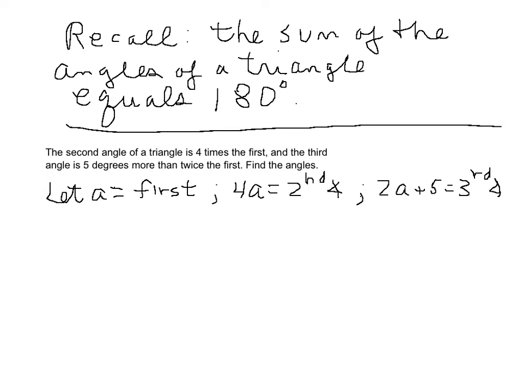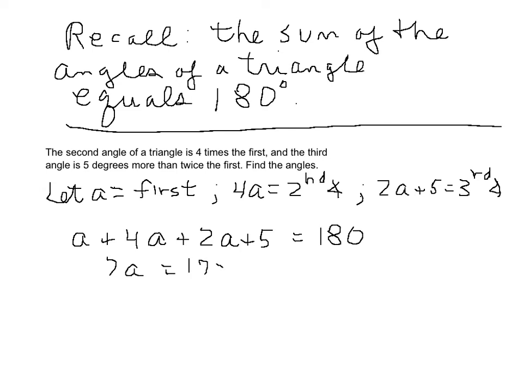And so now I have descriptions for each of these angles. And remember, what I know is they have to add up to 180. So the first angle plus the second angle plus the third angle has to equal 180. So if I simplify this, what I get is 7A equals 175, and that means A is equal to 25.